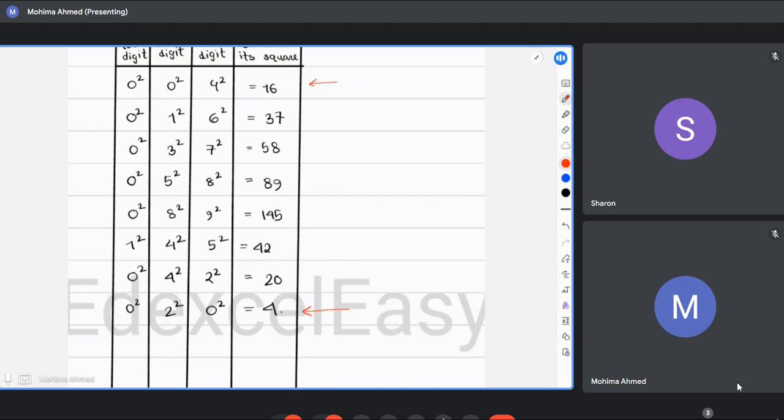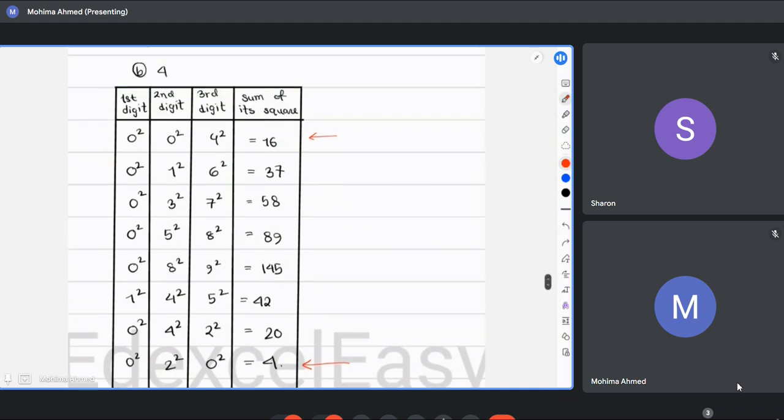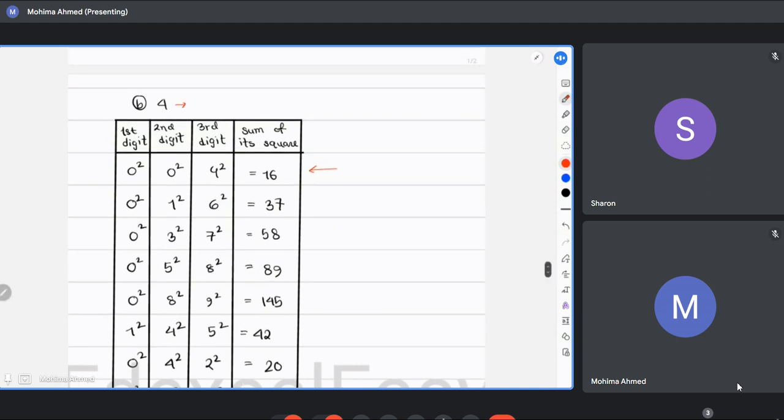No matter how long you go, you're going to get the exact same number for the next term again. So obviously it will not be worth it. Again, if I start breaking down 4, I will get 16, 37, 58, 89, 145, 42, 20, and then again I'll get 4. So this is now creating one cycle and it will never end. So in order to break out of this, I'll just write that 4 is now an unhappy number, right? Because you do not get anything out of this, you just get the same number out of this part. So this is an unhappy number.